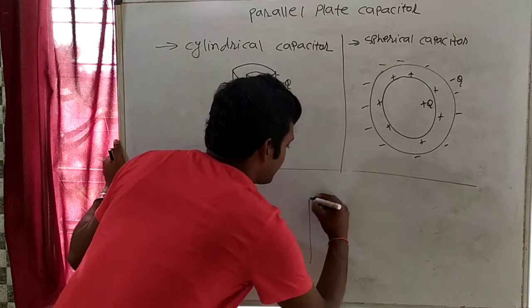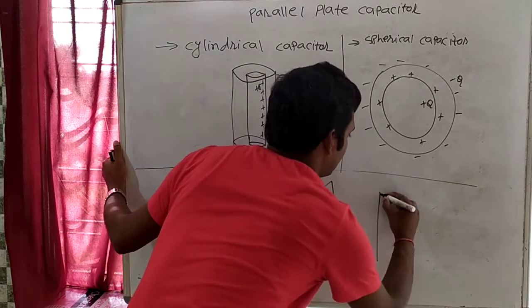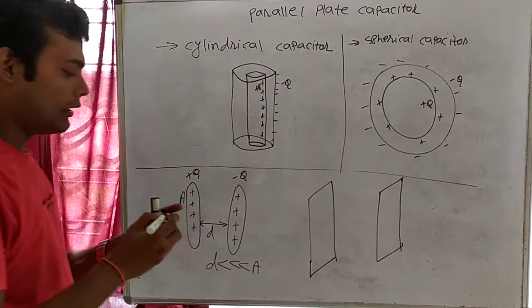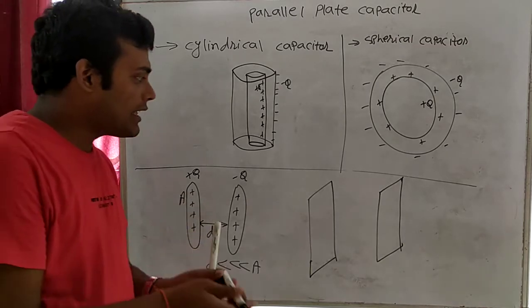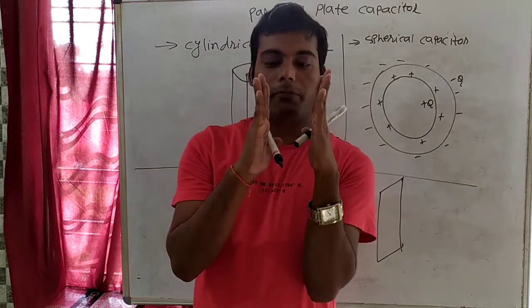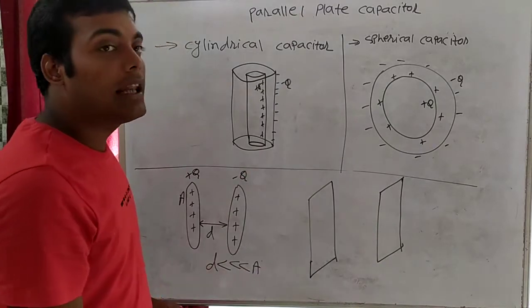What does it mean? Suppose that this is a plate and this is another plate, and these two plates are kept parallel to each other. This means that suppose this is the first plate, this is the second plate. Both plates are kept parallel to each other. This is known as parallel plate capacitor.